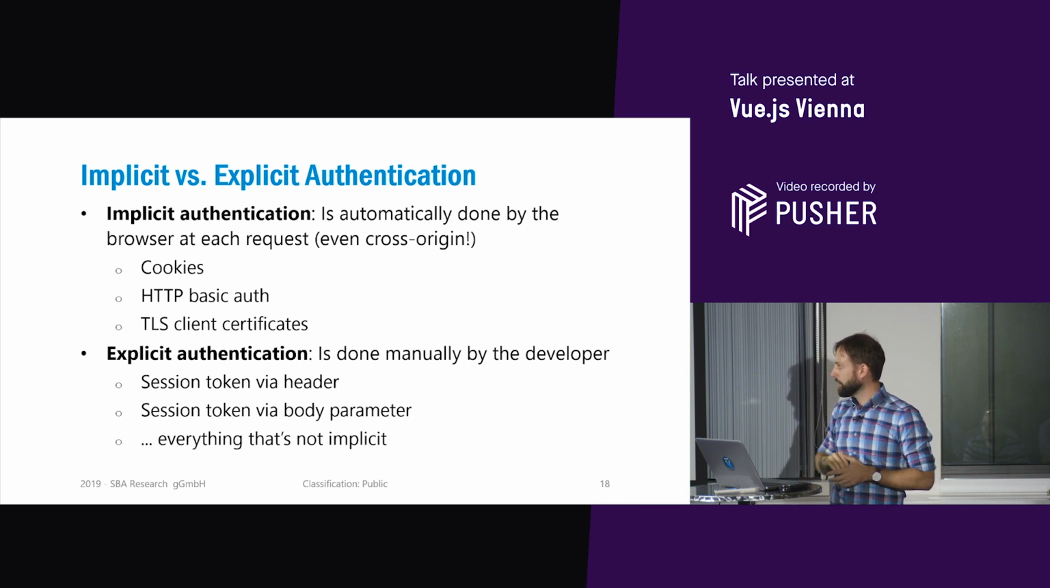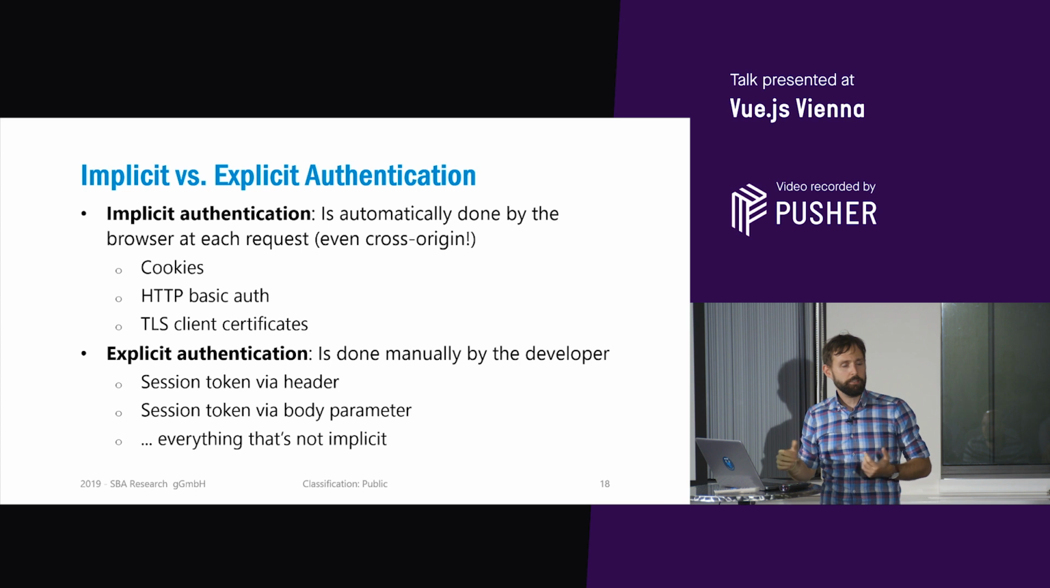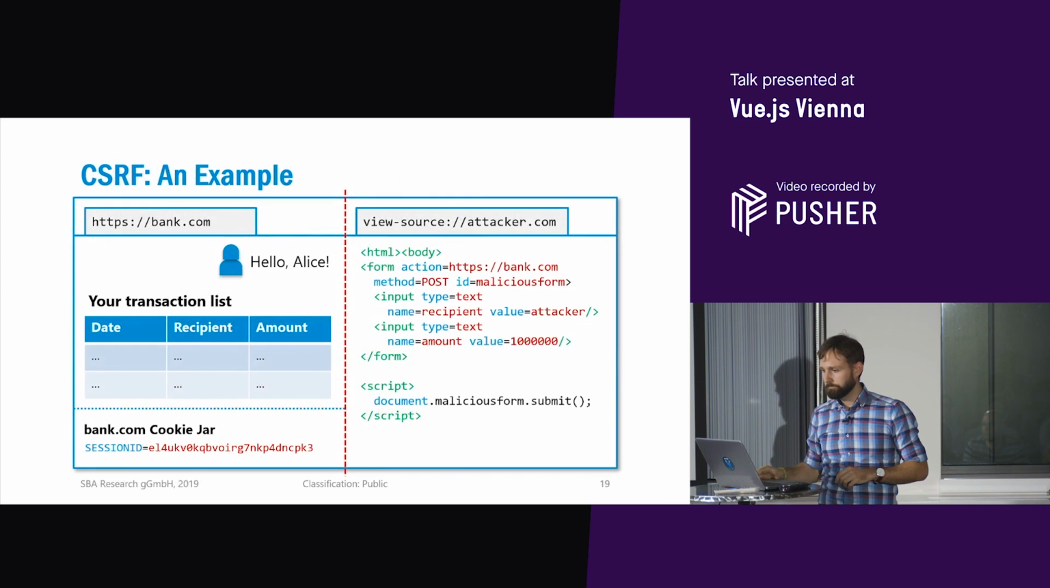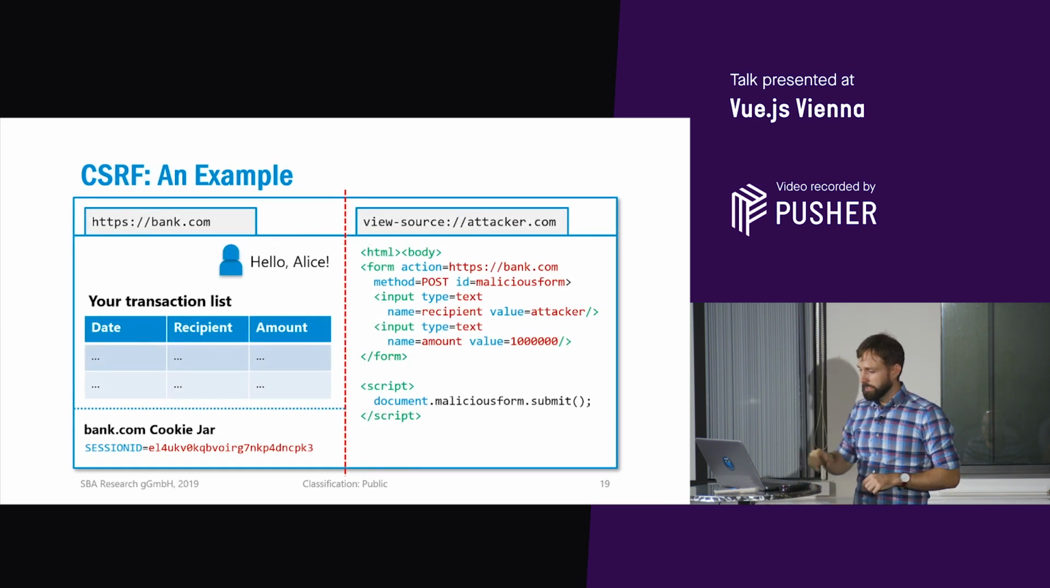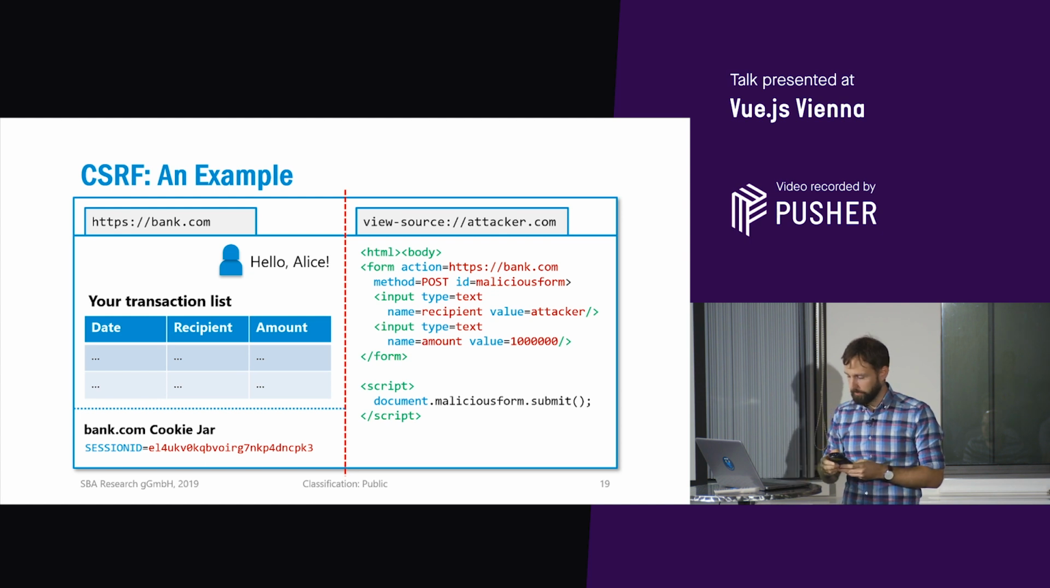It could also be in a body parameter. Well, it's everything that's not implicit. Good. Now, the cross-site request forgery attack works as follows. Let me give you this as an example.